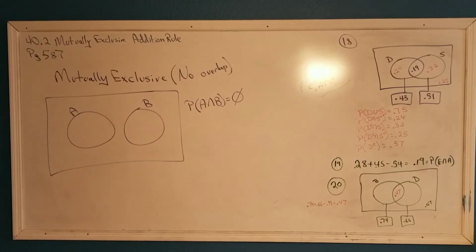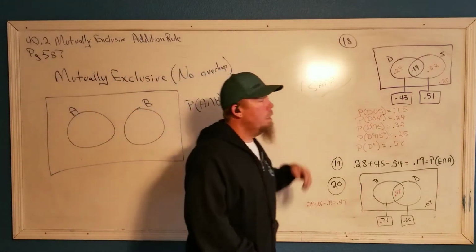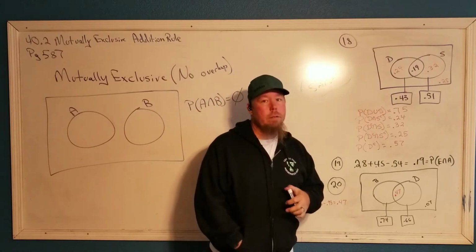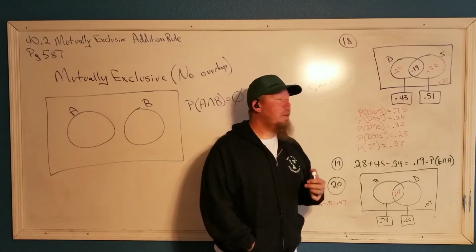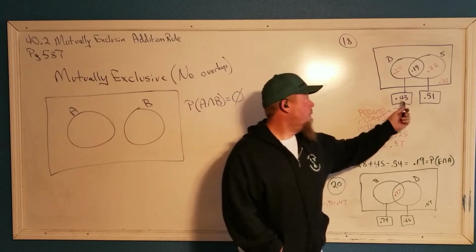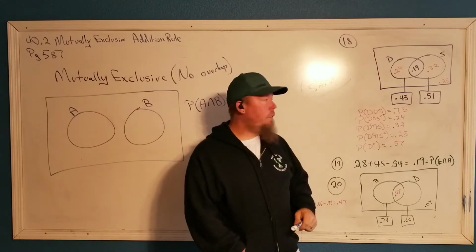Alright guys, welcome back. We're going to be looking at section 40.2, mutually exclusive events, here in a minute, but let's finish up the problems that you did for 40.1. We're looking at number 18 here. Number 18 asks you to draw a Venn diagram. We're talking about some cameras that are digital or SLR. The information in blue is what they give us, and this information right here is what they ask us to find.